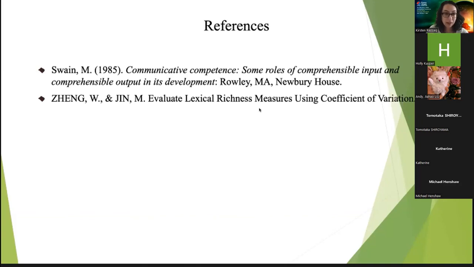So that really resonated with me. And it's interesting to know also that there is scarce research regarding TBLT and TBLL in connection with computer-mediated communication. That was interesting for me.